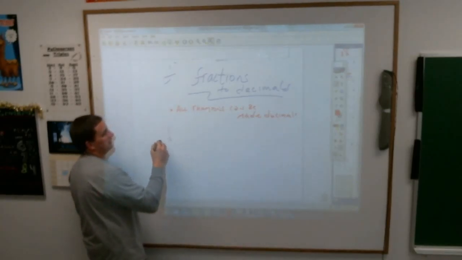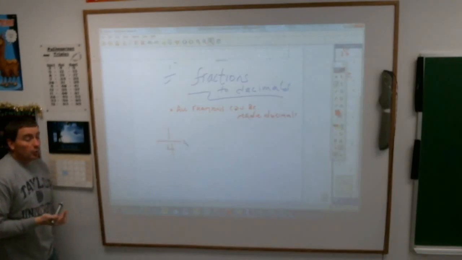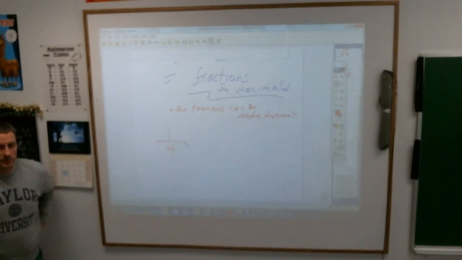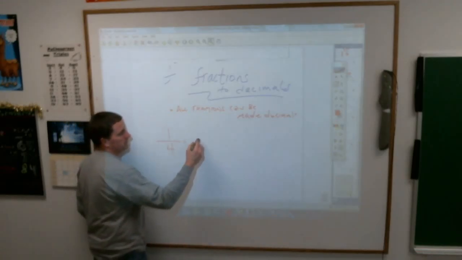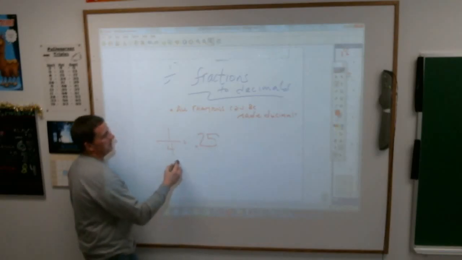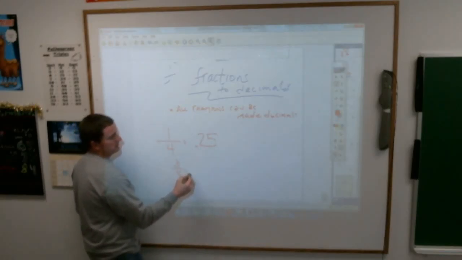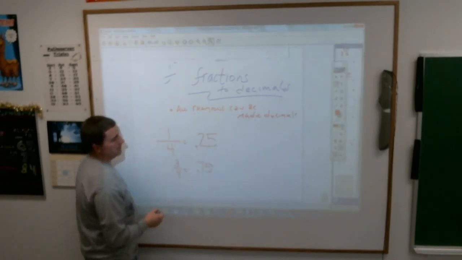For example, you can think in terms of money. The fraction 1/4, a quarter of a dollar, how much is a quarter worth? Now, hopefully you are old enough to know this. It's 25 cents. 3/4 of a dollar is 75 cents.